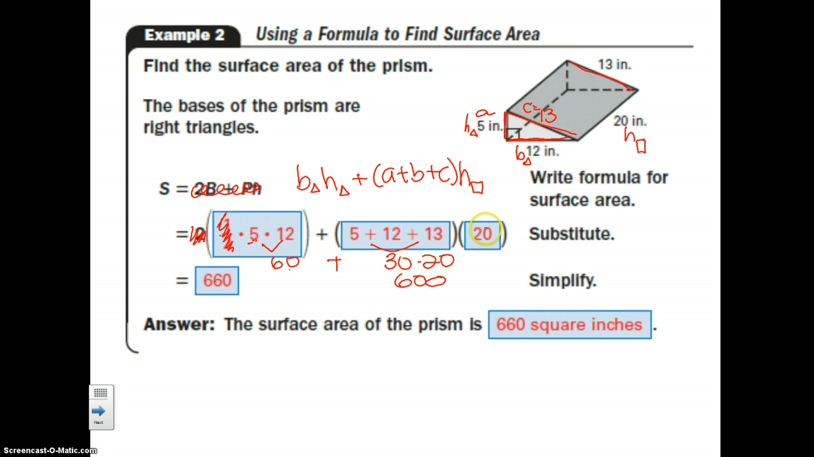The hardest part about this is knowing what the base of the triangle is and what the height of the triangle is. So identifying the parts.